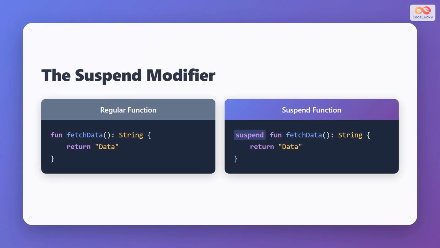To create a suspend function, you simply add the suspend keyword before the fun keyword in your function declaration. This modifier tells the Kotlin compiler that this function has the ability to suspend execution. In this comparison, you can see a regular function on the left and a suspend function on the right. The only syntactic difference is the suspend keyword, but this small addition fundamentally changes how the function behaves. The suspend modifier is a signal to both the compiler and other developers that this function may pause during execution and should only be called from appropriate contexts.